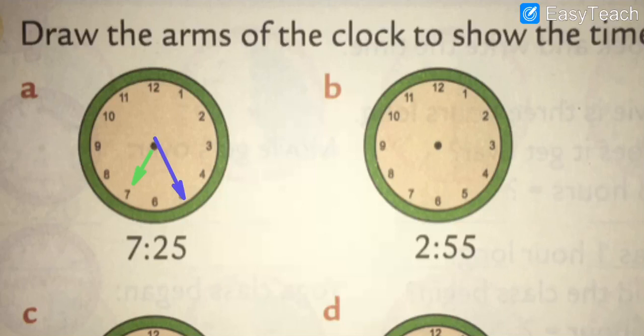2:55 means our hand is on 2, and 55 means where? On 11. So now I am going to do it here for you, my dear students. Here is 2, okay, and then 55. Got my points, my dear students? 55 is which hand? Minute hand. Got my points?